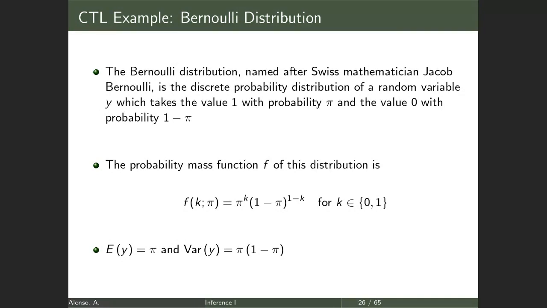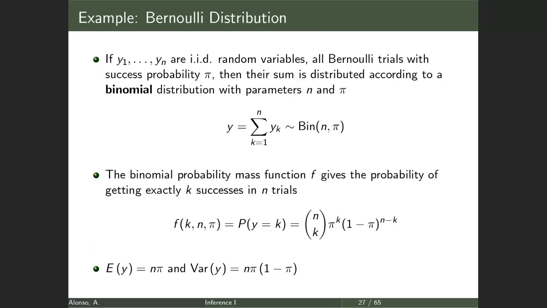And the probability distribution of such a random variable is given here. It's pi to the power k times 1 minus pi to the power 1 minus k. So if k is equal to 0, this vanishes, and you get 1 minus pi. And if k is equal to 1, then this vanishes, and you get pi. So that's a very simple distribution. You can show the expected value, the mean of y, is pi, and the variance is pi times 1 minus pi. That's the Bernoulli distribution. You all probably know about it.